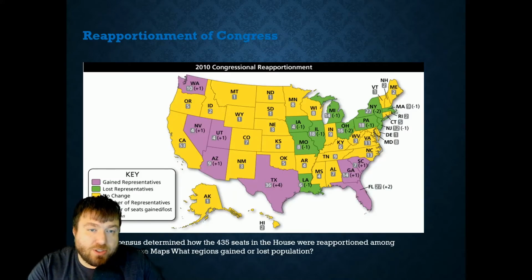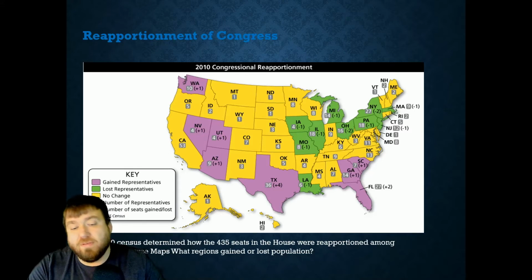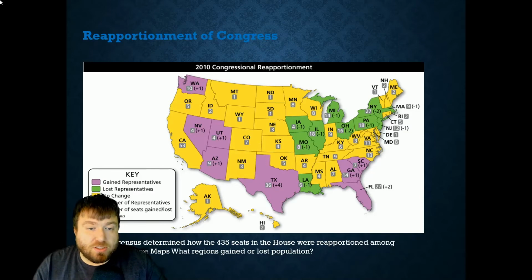Here's a map that shows the 2010 congressional reapportionment. The 2010 census determined how the 435 seats in the House were reapportioned among the states. So, as you can see, there are some states that gained representatives. They are marked in purple. So if a state is marked in purple, that means that its population rose enough to warrant another seat in the House being given to them.